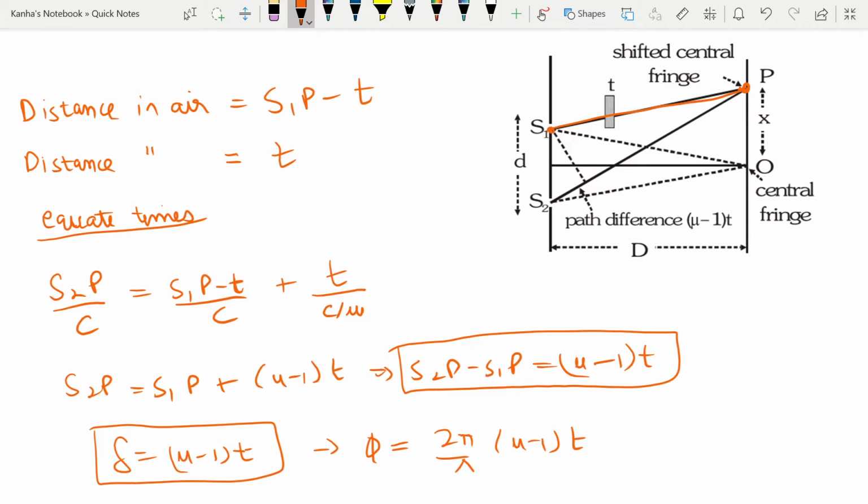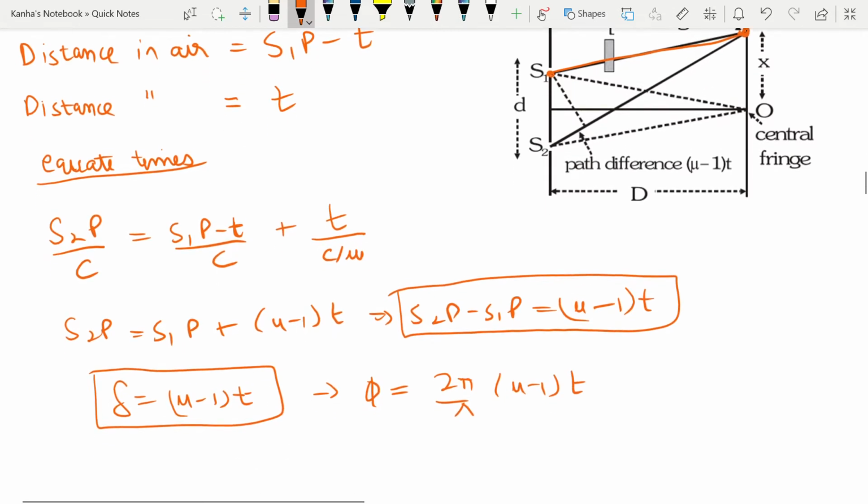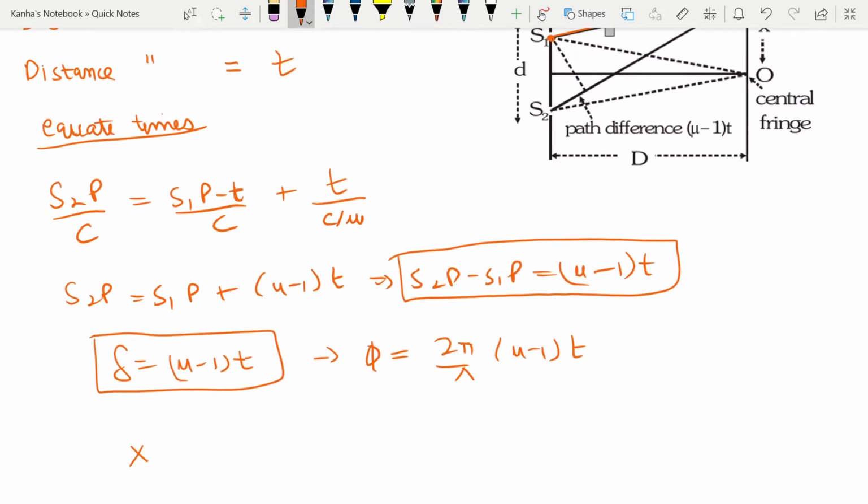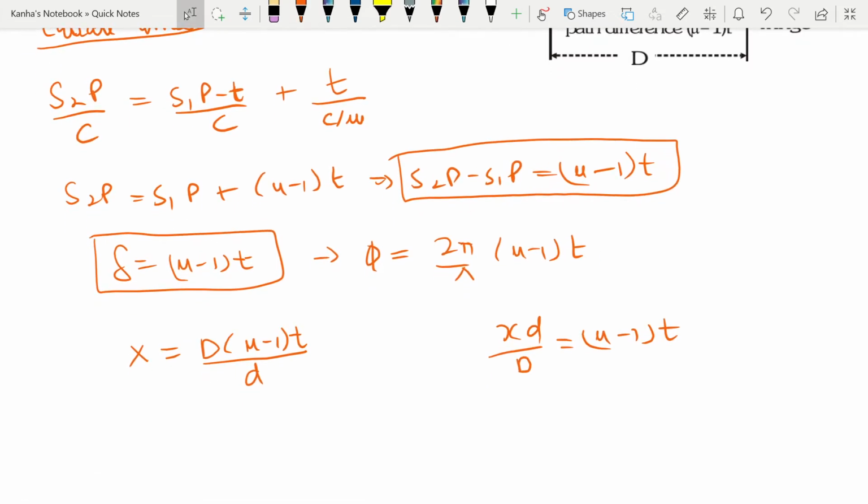So in order to find the distance of the shifted fringe from the central fringe, your distance of shifted fringe from the central fringe will be given as D into mu minus 1 into T divided by small d. Why is this so? Because x d by capital D was equal to mu minus 1 into T. This was the case for the central fringe. So I can write that my x can be written as beta times mu minus 1 T by lambda also, where beta is equal to D into lambda by small d.